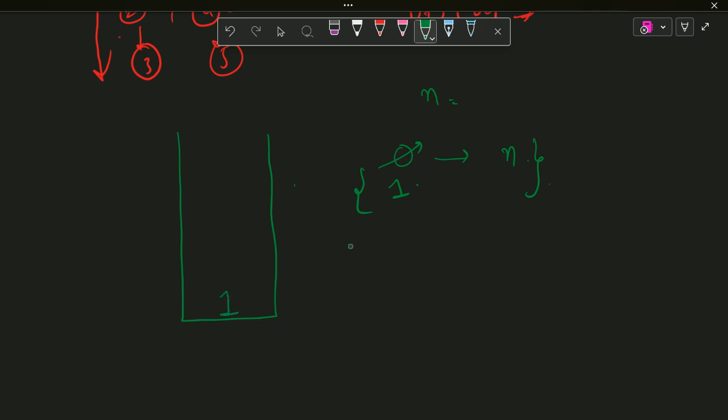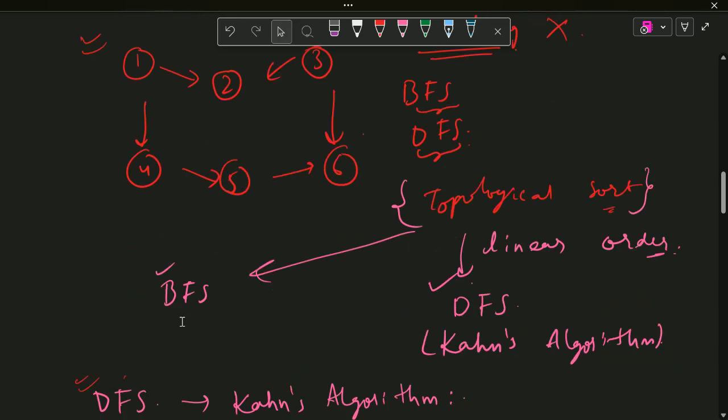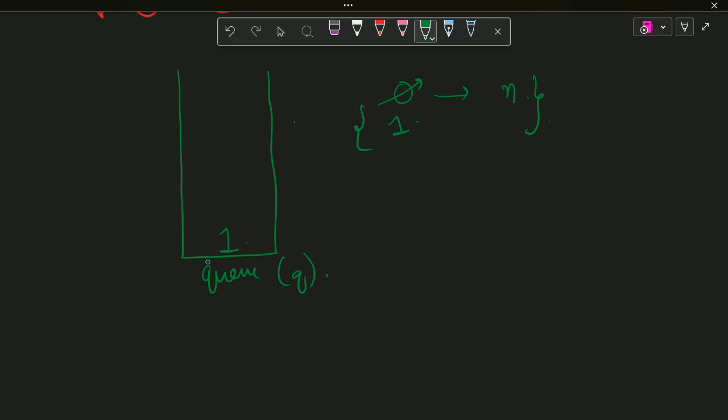We keep the elements in the queue. First, we go through the first element and see whether it has any adjacent elements. It has adjacent elements 2 and 4. We keep 2 and 4, and we also keep track of the in-degree of the elements. What is in-degree? I will explain what in-degree is. Suppose we are taking 1, 2, 3, 4, 5.